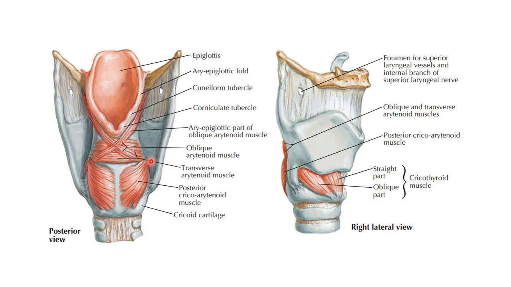You will also see here the foramen in the thyrohyoid membrane as we view the right lateral view. Here is a foramen for the superior laryngeal vessels, and internal branch of the superior laryngeal artery, superior laryngeal nerve, which will provide sensory information on the internal surface of the larynx.